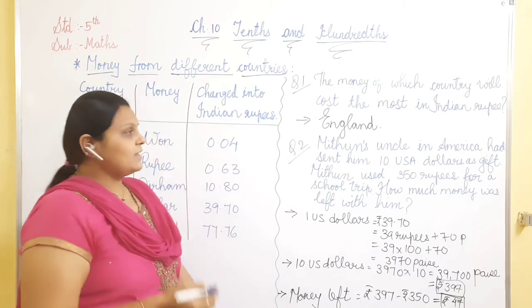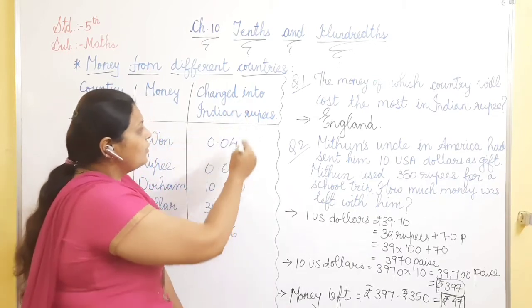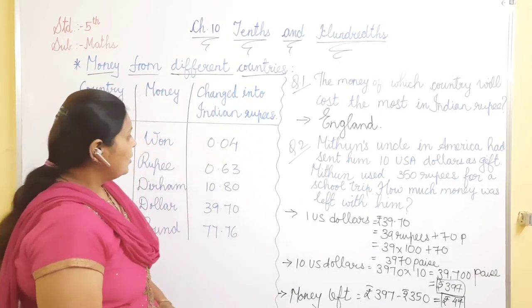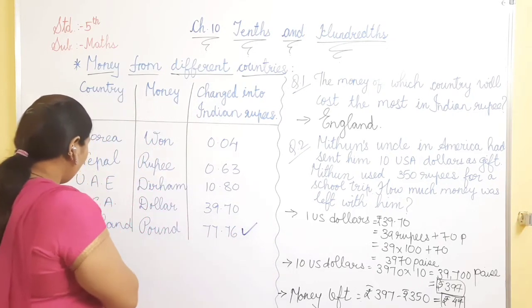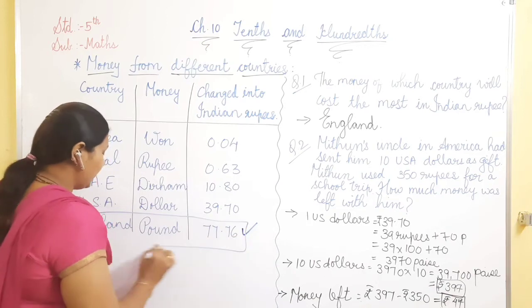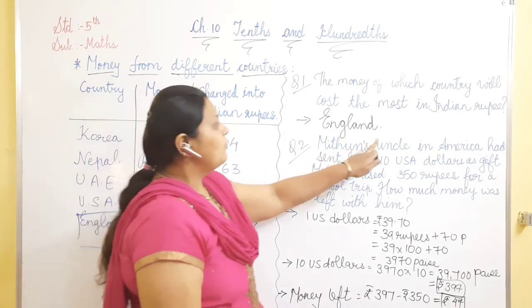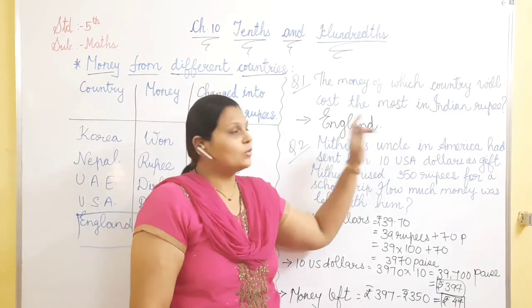So what we will check? We will check this column which is having the highest. We can say that 77.76 is of England. So England is having the most in Indian rupee.